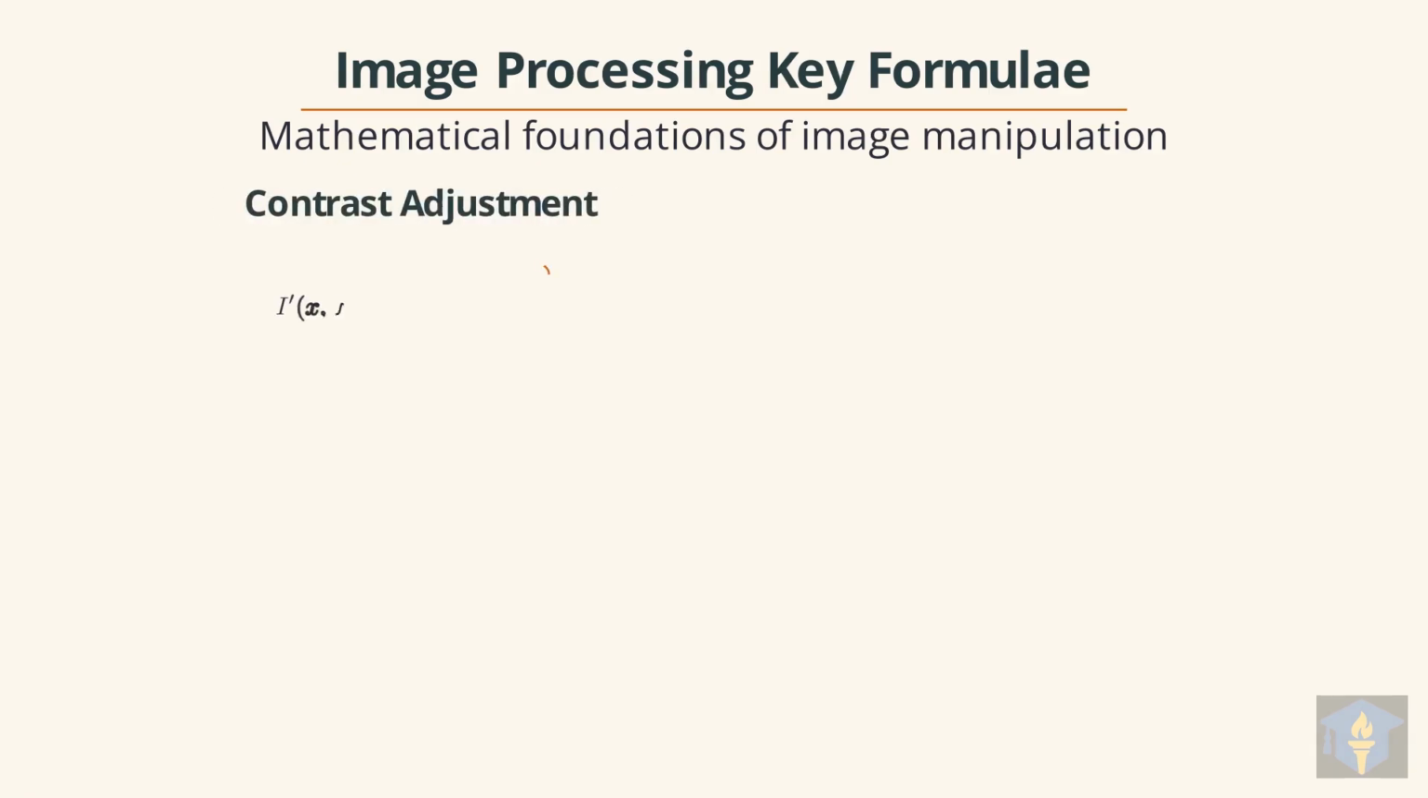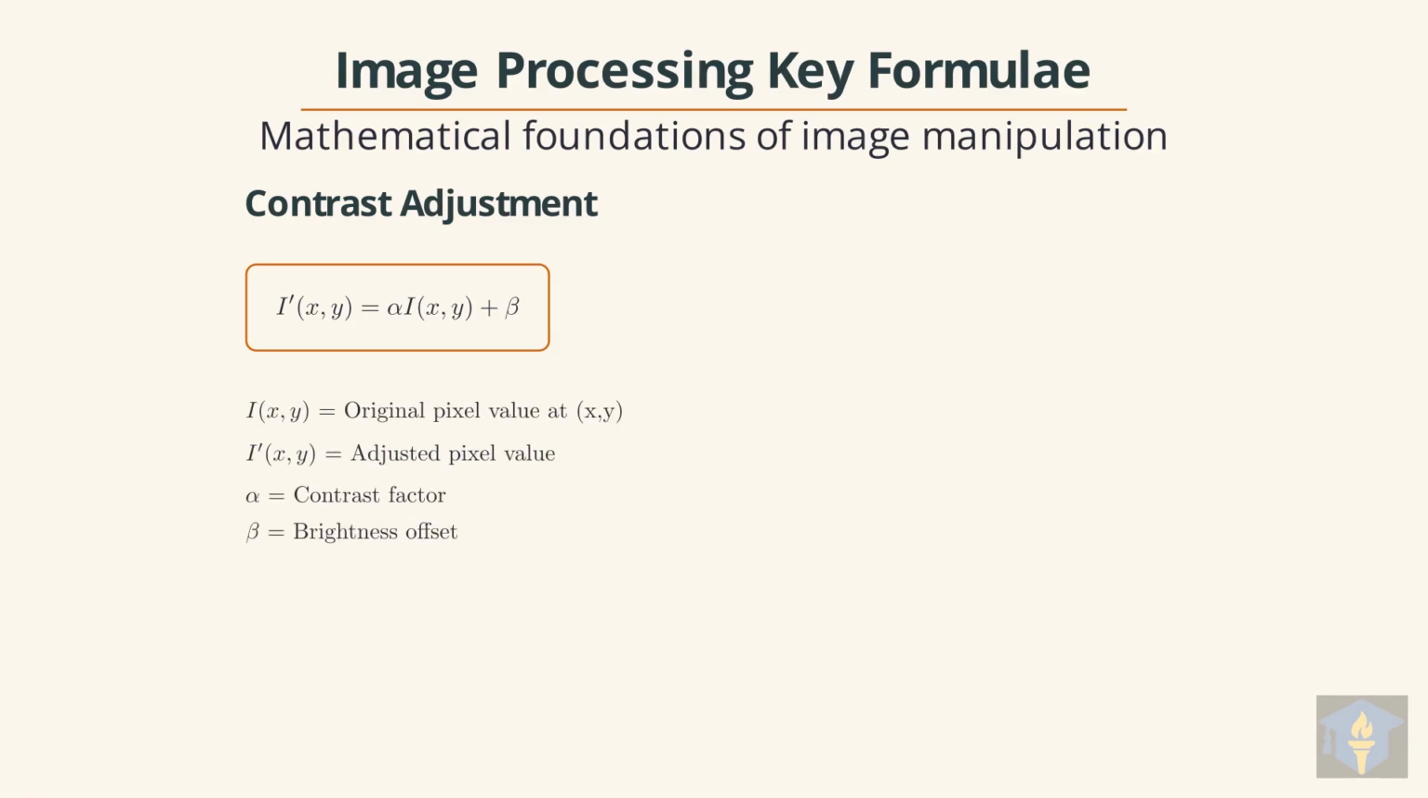First up, we have the contrast adjustment formula, which helps us modify the visual impact of an image. The adjusted pixel I prime of x, y equals alpha times the original pixel I of x, y plus beta. Here, I of x, y represents the original pixel's intensity at a specific coordinate x, y, and I prime of x, y is the new, adjusted pixel value after applying our formula.